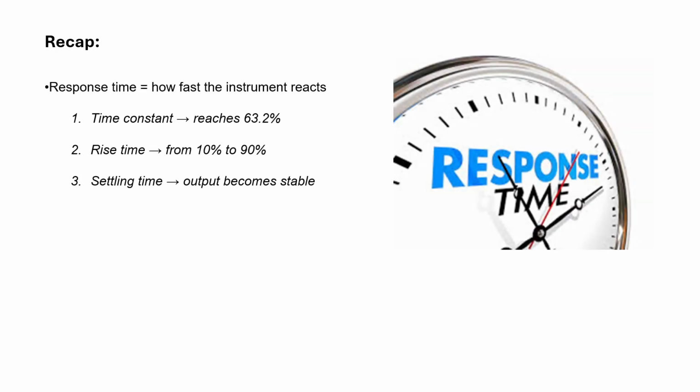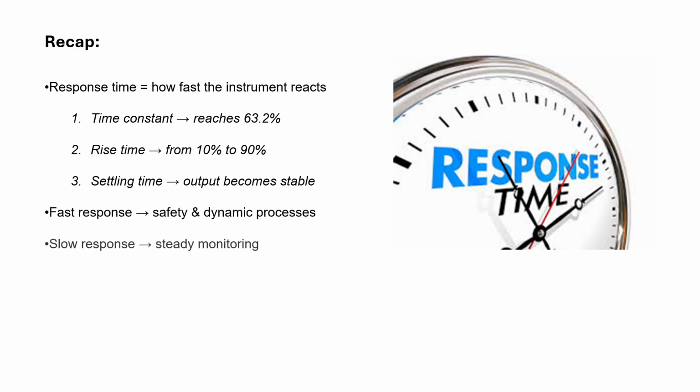Let's quickly recap what we covered. Response time tells us how fast an instrument reacts to a change. We measure it using three markers. The time constant at 63.2%, rise time from 10 to 90%, and settling time, the full duration until the output stabilizes. And in practice, the right response time depends on your application. Fast for safety and dynamic processes. Relax it for slow, steady monitoring.